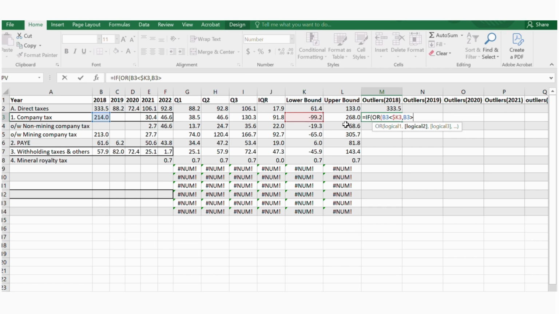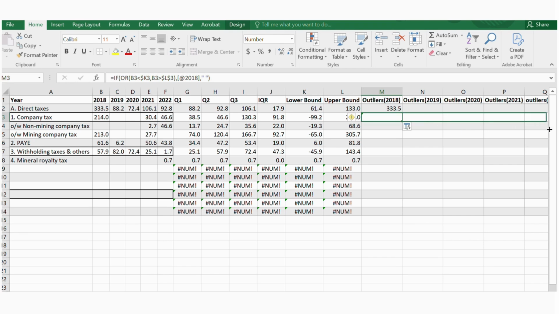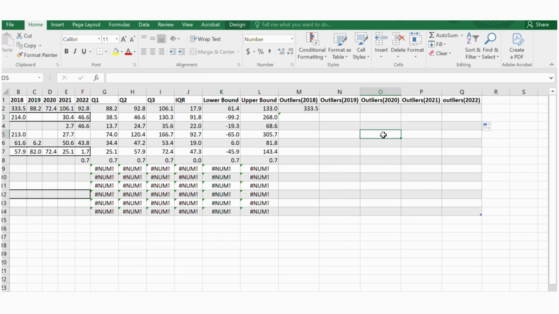Cell L3, we are saying, you close it off, comma, if this is true, display the company tax in 2018 if it's an outlier. Then if this is false, we're saying display a blank cell. Then you close it off. So it looks like we actually don't have any outlier in 2018 to do with company taxes. So you just drag it to the right to find out if there are any outliers in the following years. In this case, we don't have any outliers to do with company taxes.